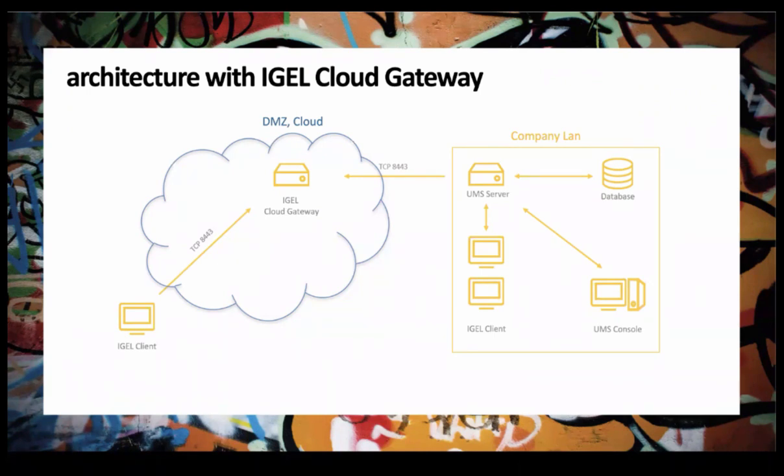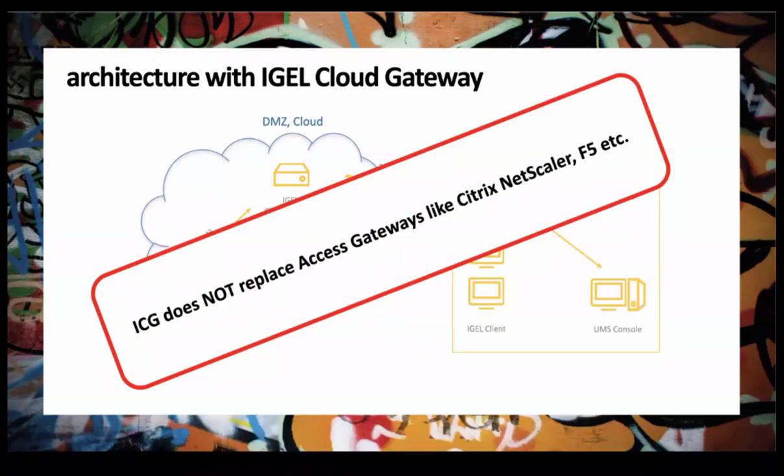Just a hint, because I got these questions quite a few times. ICG does not replace access gateways, like Citrix NetScaler, F5, or whatever appliances are available outside. It's a way to handle and administer the endpoints. You still need your, let's take the Citrix NetScaler, to connect to your virtualized environment, to Horizon, to virtual apps, whatever. So this is still needed. It's not a replacement, because often people say, so I can get rid of my NetScaler. No, that's not the case.